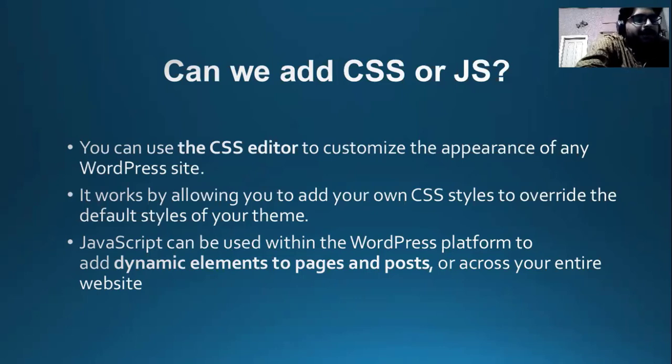For example, if a button in the theme's default is blue, and I don't want it to be blue, and I don't have any option in the theme customizer to make it red, then I'll just put CSS code against the ID or class of that button. I can also add JavaScript, which can be used within the WordPress platform to add dynamic elements to pages and posts or across your entire website.